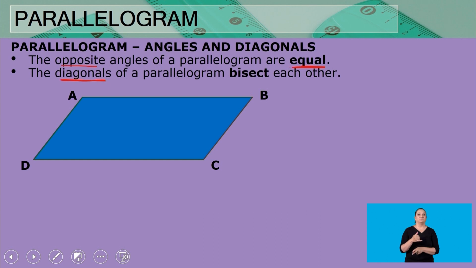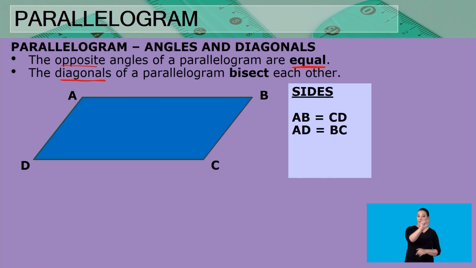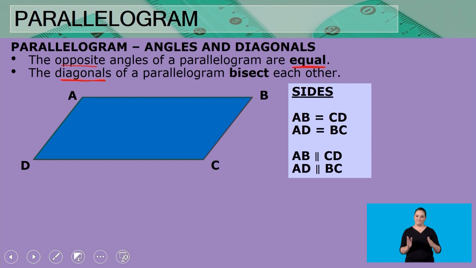So that is, when it is concerning the sides, we know that AB will be equals to CD, and of course AD will be equals to BC, as discussed earlier in the lesson. And also they are not only equal, but they are also parallel. So that means that AB is parallel to CD, and again AD is parallel to BC.